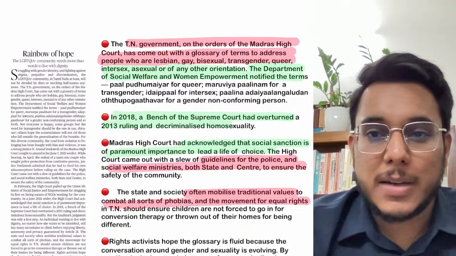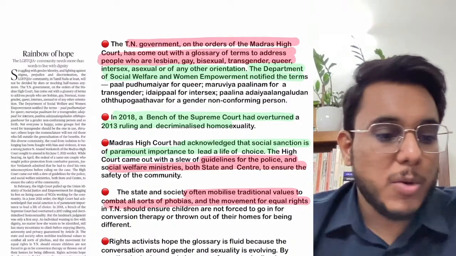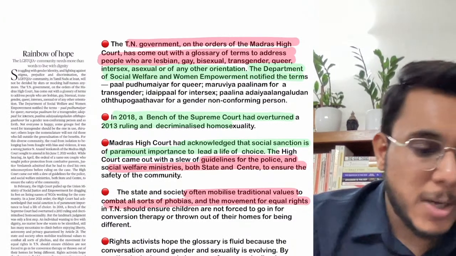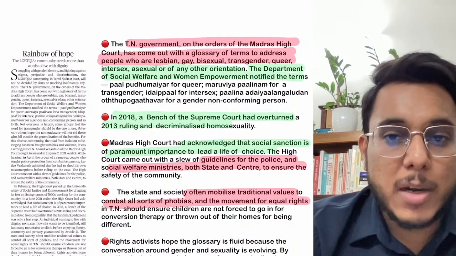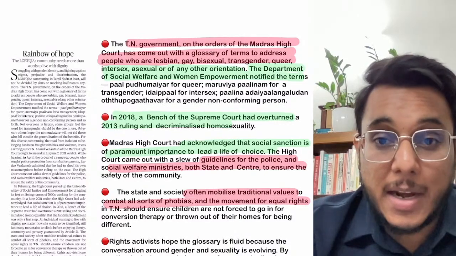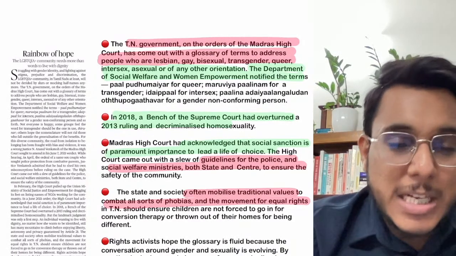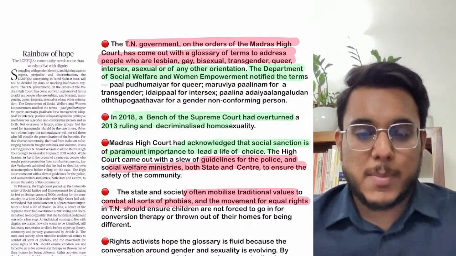Okay, now guys, this particular article has been taken from the editorial section, and it's talking about a recent Tamil Nadu government's order, where a glossary, a terminology for the people belonging to the LGBT community has been given. Now this particular article we'll see with respect to the GS paper number 2.